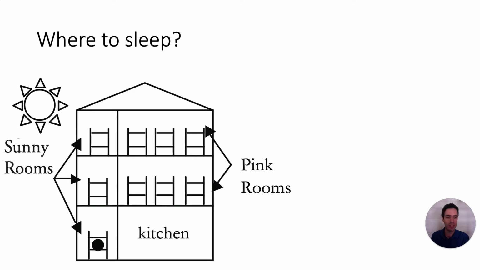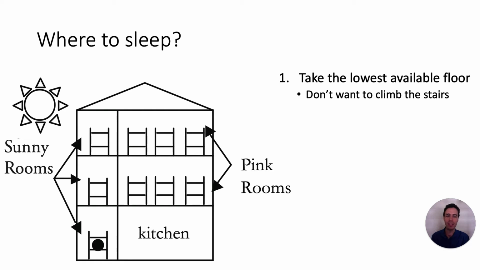You can see that this hotel has multiple floors, and one room on each floor is a sunny room, that's where the sun is located, and the other rooms are pink. It's a nice color. And these rooms all have bunk beds. It's not a super fancy hotel. So where are you and your friends going to sleep?